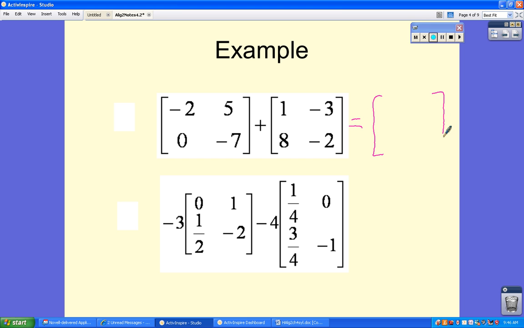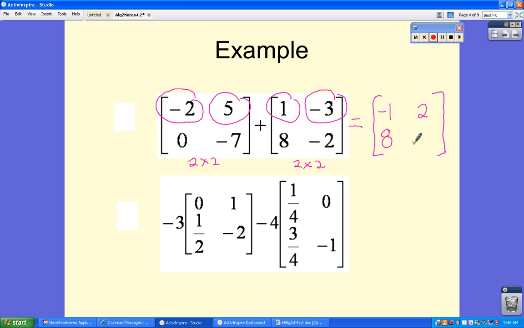Okay, first thing, can I even add these? Are they the same size? This is a 2 by 2. This is a 2 by 2. We're good to add. So we're going to go ahead and add the elements in the right spots. Negative 2 and 1, negative 1. 5, negative 3, 2. 0 and 8, 8. Negative 7, negative 2, negative 9. Superstar. Good job.